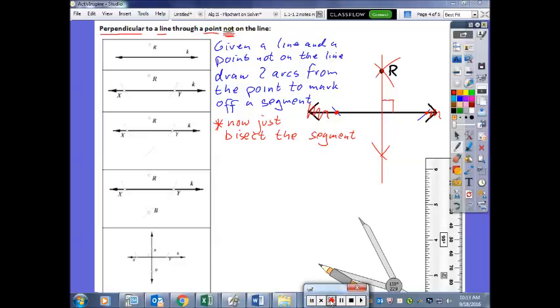This concludes our lesson number 4 on constructing perpendiculars. Make sure you have your notes completed, and we will practice with compass and straight edges in class. See you there.